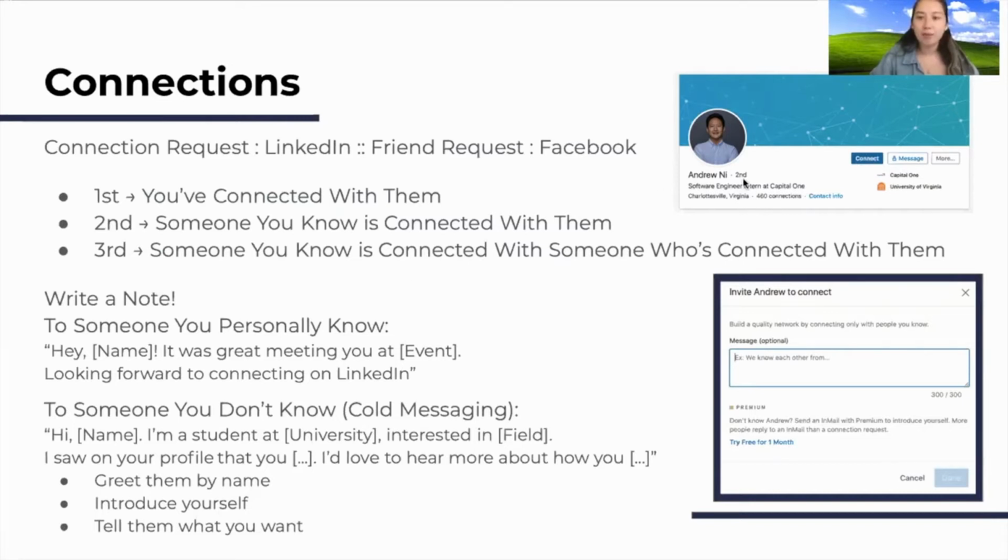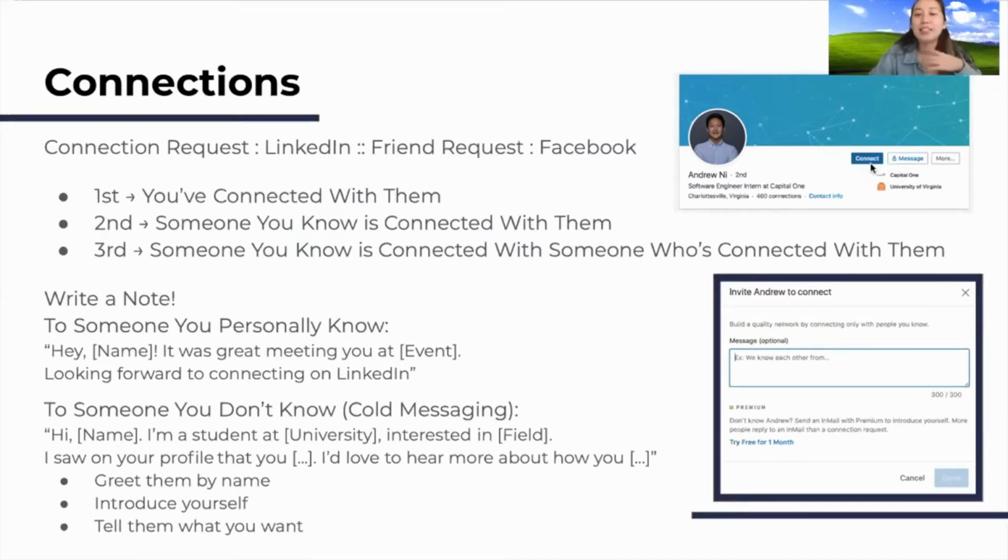So that number right here, you'll see that first is someone you've already connected with. Typically that's someone you kind of know. Second is someone you know is connected with them. So while you guys are close, you don't have that personal connection. And then third is just one degree farther: someone you know is connected with someone who's connected to them.